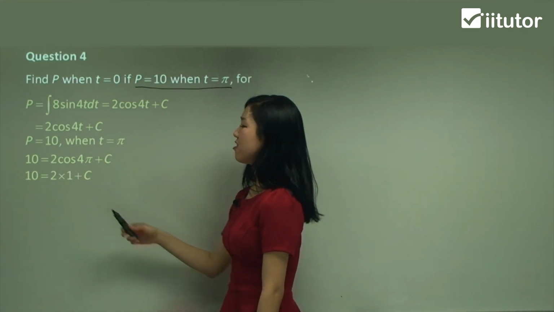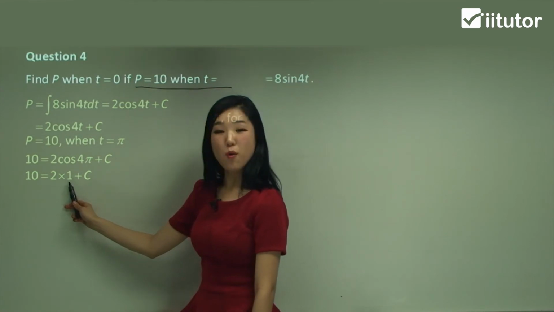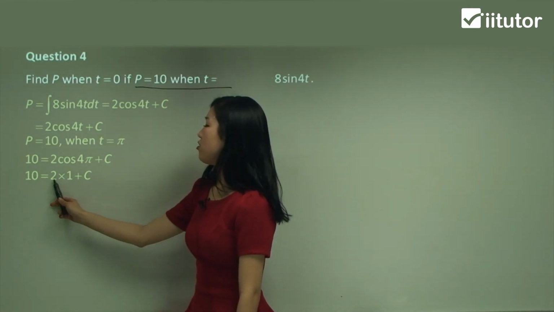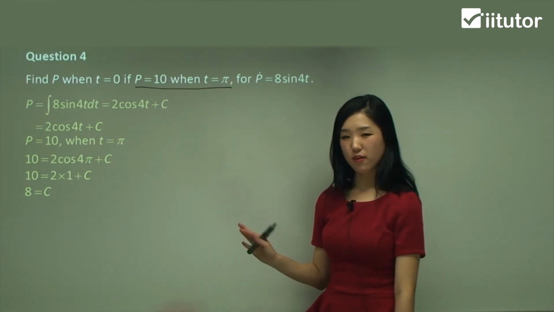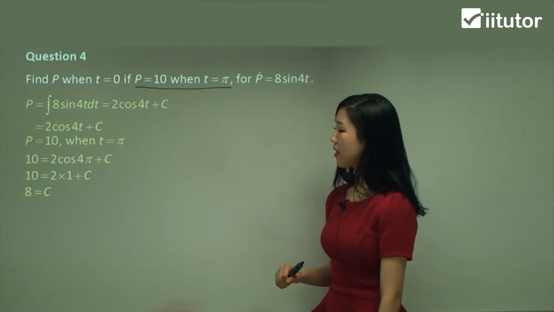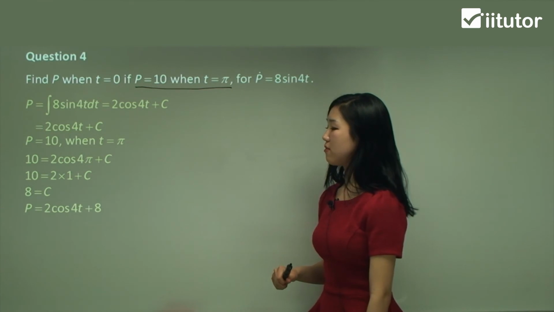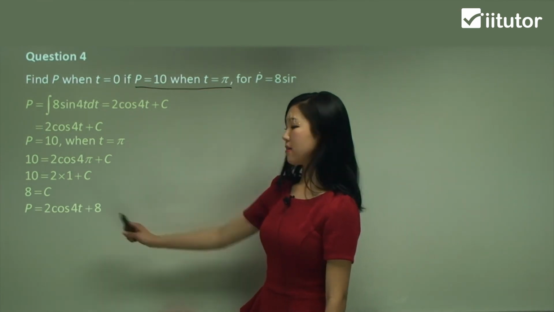So sub in p equals 10 and t equals pi. Okay? And you should know that cos 4 pi is just 1. And then you do 2 times that plus c, and c should just be simplified to 8, just solving that for c. And then sub it back into your equation for p, so we sub in c back.